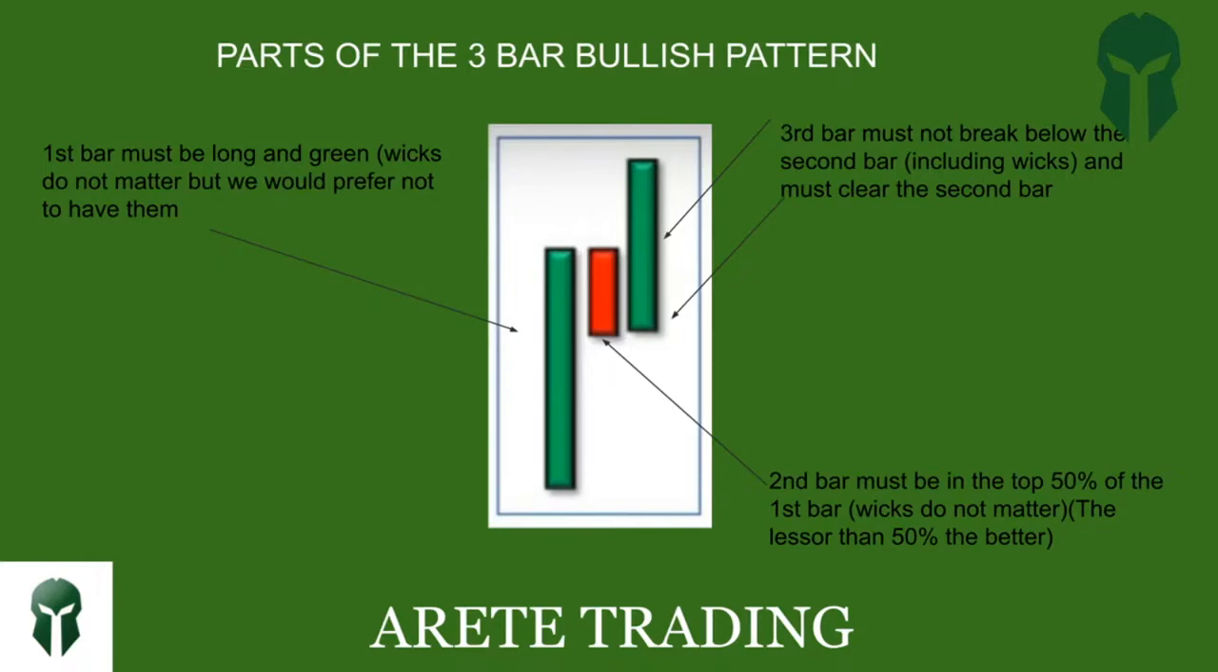The second bar must be in the top 50% of the first bar. Wicks don't matter. It doesn't matter if it's a doji or it's not a doji. We can talk about that later and get very advanced. But what matters is that we want that bar on hold to be 50% or less than the previous bar.